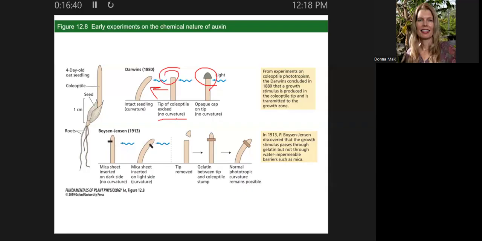So here, the next one, Boysen and Jensen in the early 1900s. And you can see they took that set of experiments and came up with some of their own twists on it and started looking at it more carefully. And again, they were showing basically the same idea that there's something going on in the tip. And so they were trying to get at what kind of chemical. And so some of this work that Boysen and Jensen did was showing that it's a water-based chemical. It must be dissolved in water.